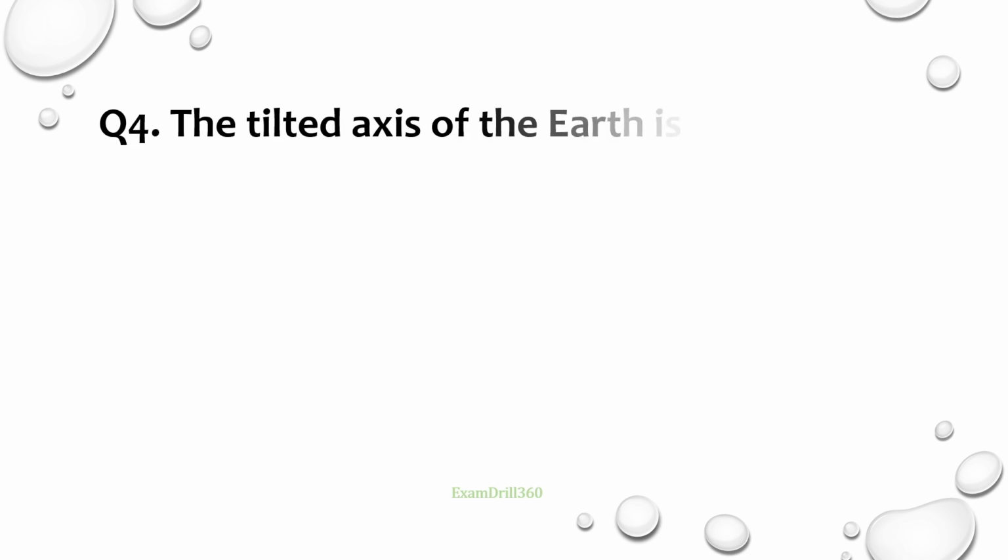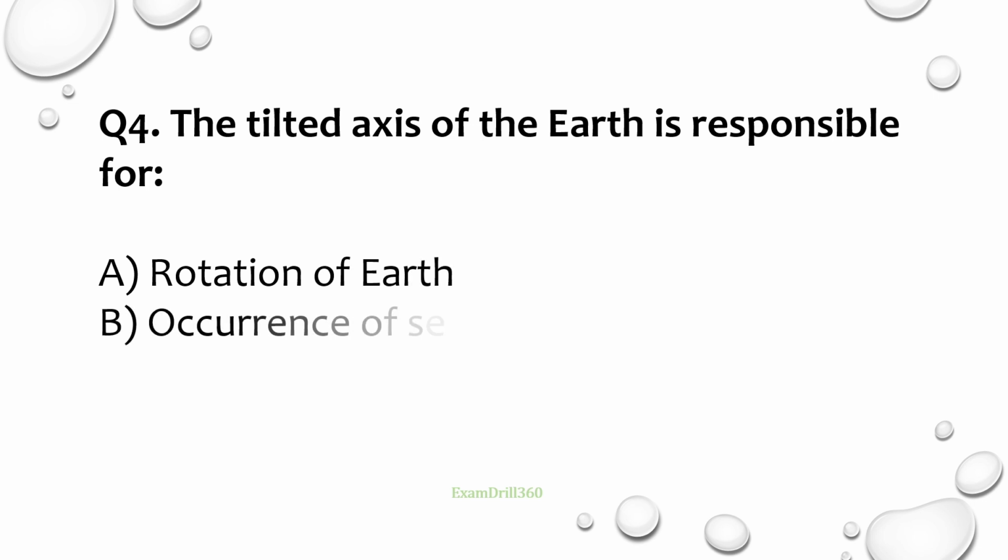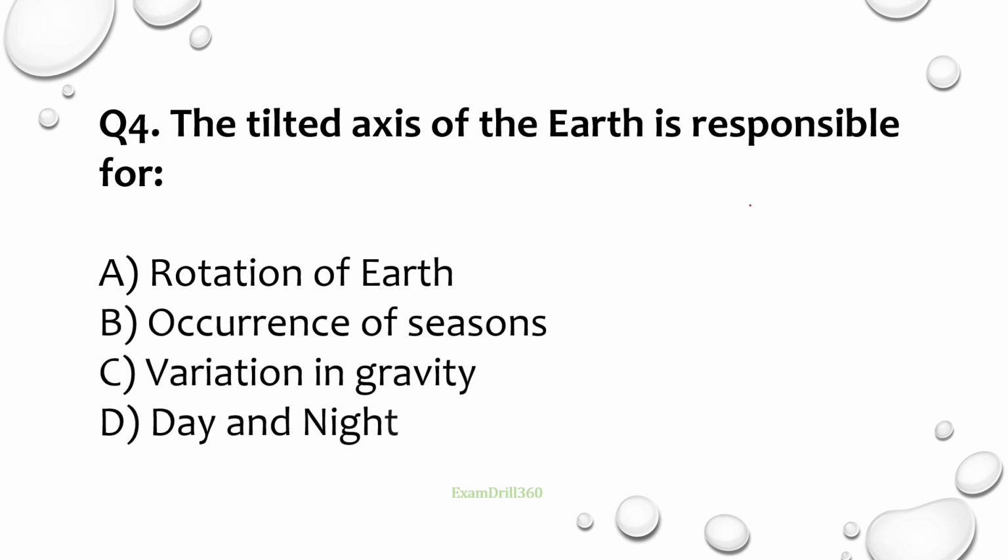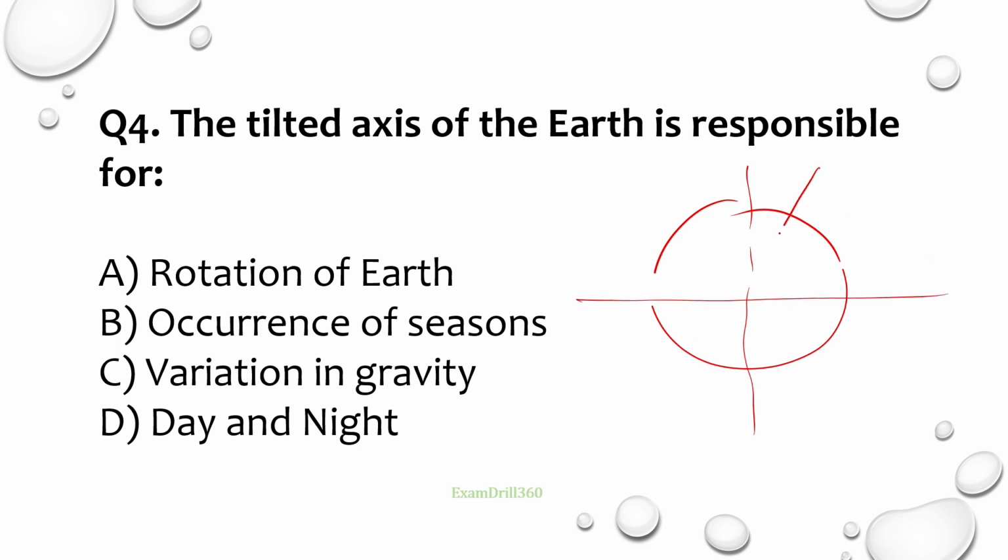Next, question number 4. The tilted axis of the Earth is responsible for what? We know how it is. This is Earth, and it is tilted in this way, North Pole, South Pole. And how much is it tilted? It is tilted around 23.5 degrees.